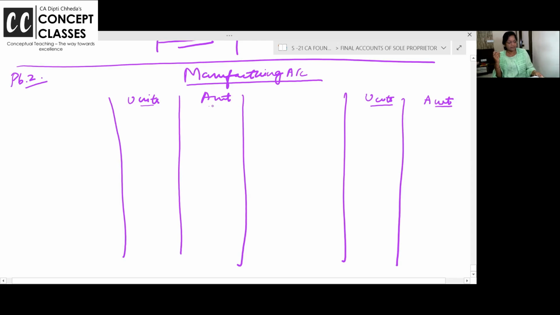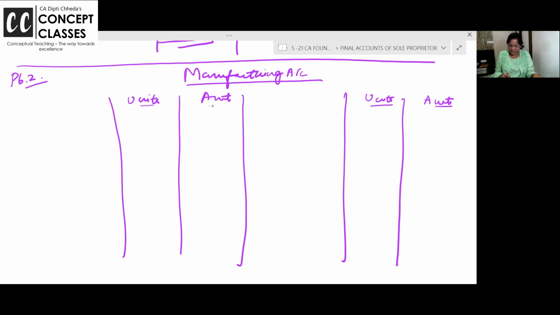Let's start. Yes. Read the first item. What they have given you. Easy, there is not much adjustment in the manufacturing account. At the most, like wages and all, they can give outstanding and prepaid.